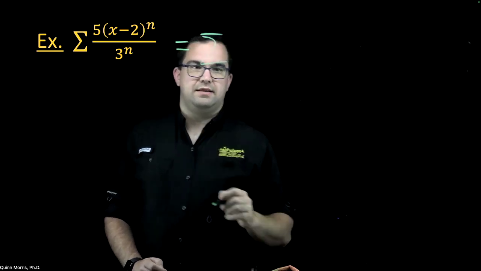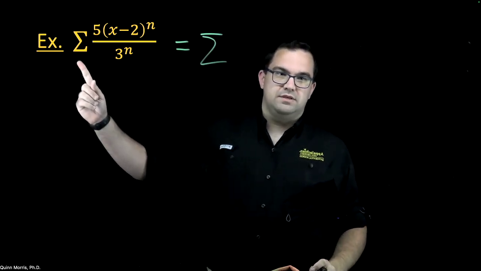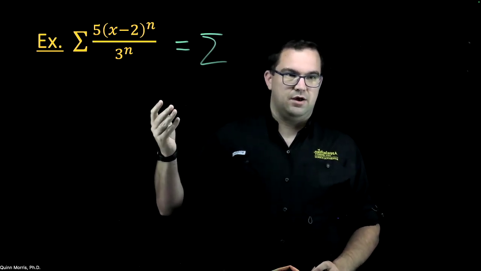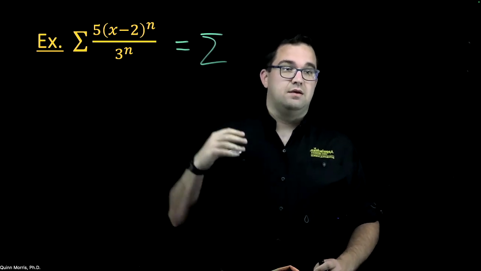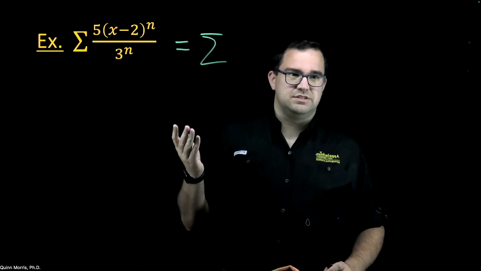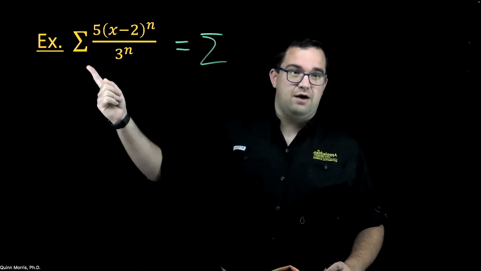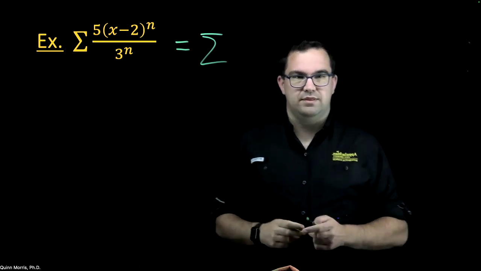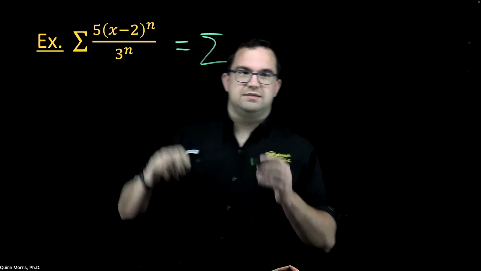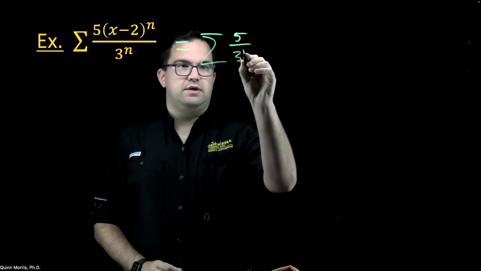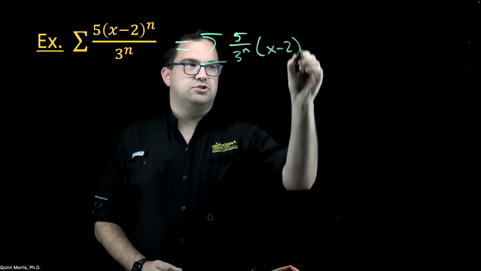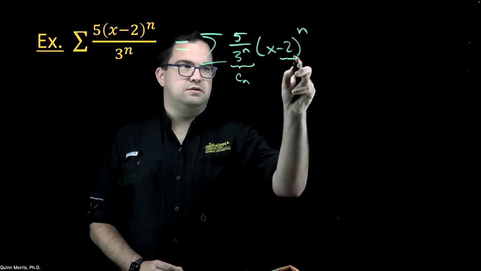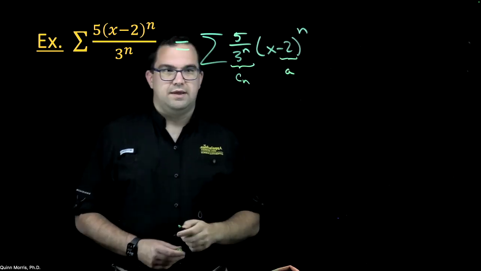This is the sum, and again I'll remind you it should really be the sum from n equals 0 to infinity, but we're writing the same thing over and over again, so we're just going to leave those off. Additionally, convergence or divergence doesn't depend on your starting value, so it's unnecessary to specify it every time. So I could rewrite this as the sum of 5 over 3 to the n times x minus 2 to the n. You'll see here, these are like your Cn's, and this 2 is like your a.